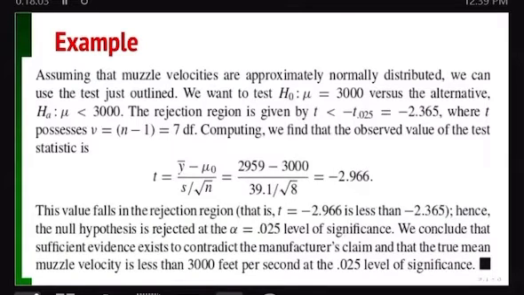Assuming that the muzzle velocities are approximately normally distributed, we can use the test just outlined. We want to test this hypothesis. In this question, they've already given you what you are testing, this against that. This is an example of a lower tail test, because the alternative hypothesis is less than. When you have a greater than, that's an upper tail test. The upper tail and the lower tail tests, we call them one-tail tests. Does that make sense? Okay.